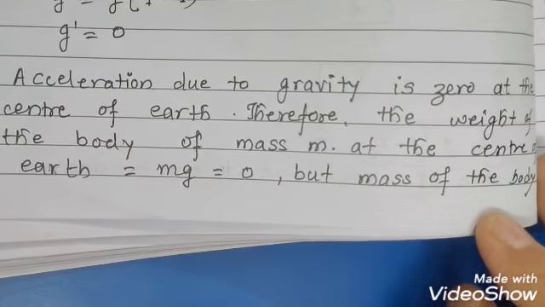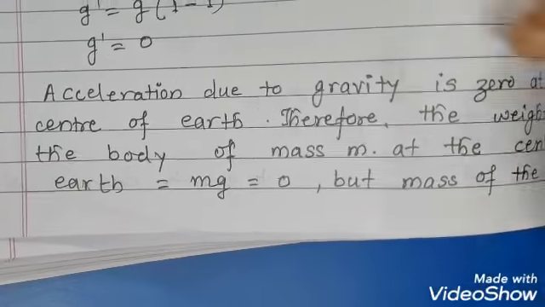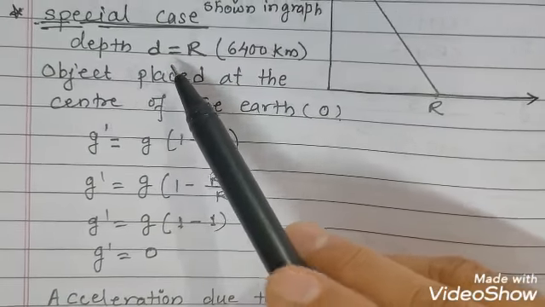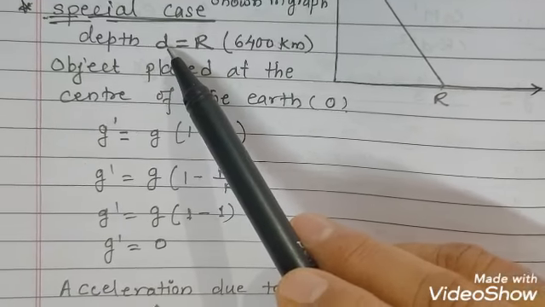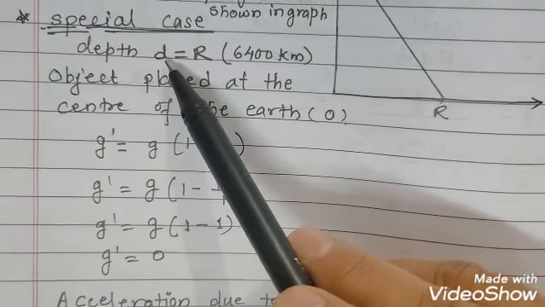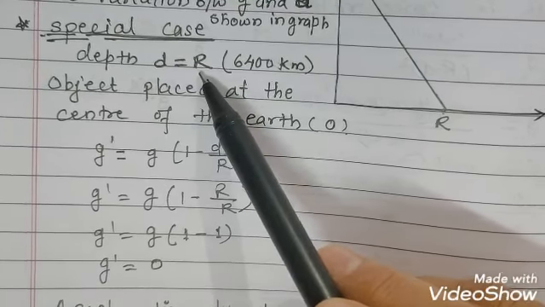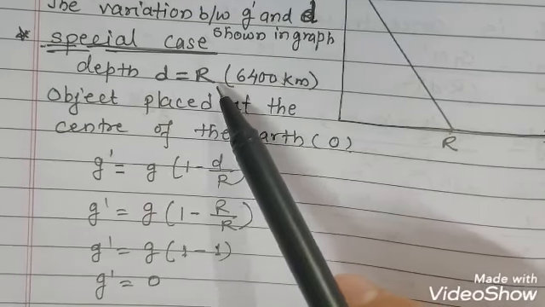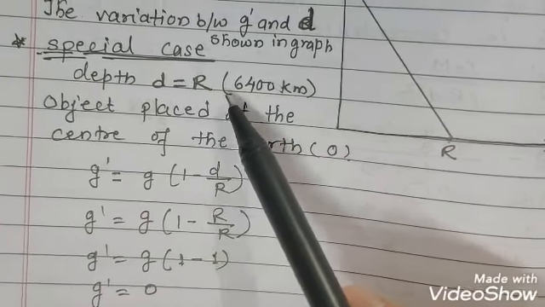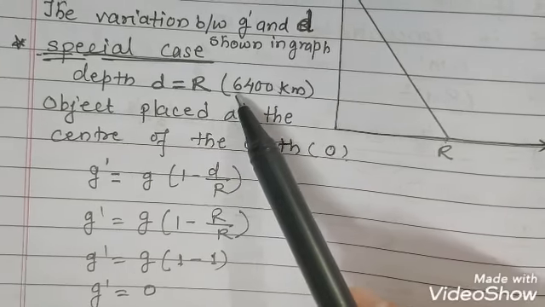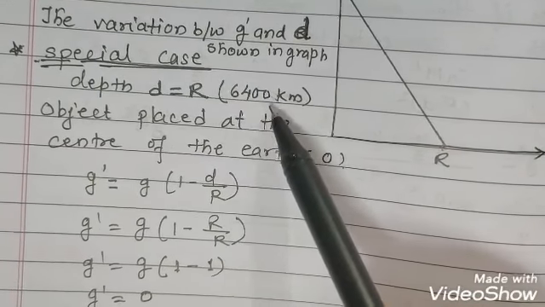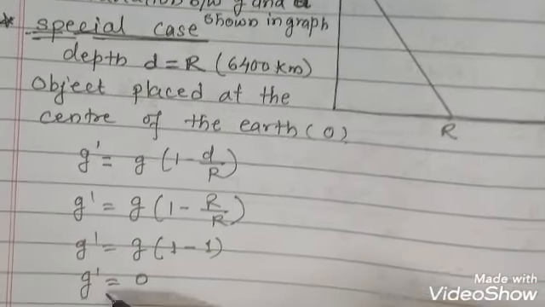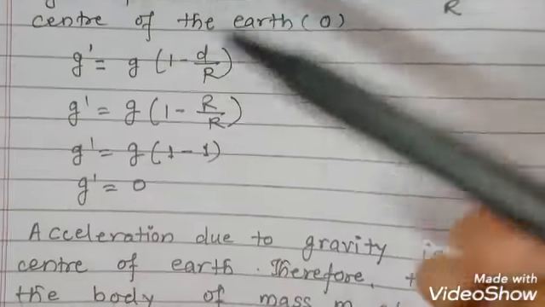In a special case, we have seen that if d is equal to R, that means the depth of the earth where the object is placed is equal to the radius of the earth, that means the object is placed at the center. That means the object is placed 6,400 kilometers from the earth's surface, at the center of the earth. In that situation, g dash is equal to 0.